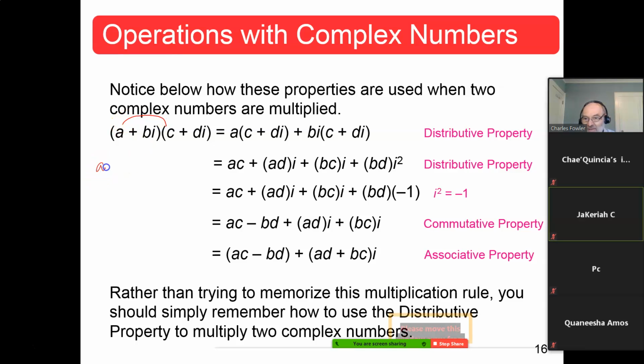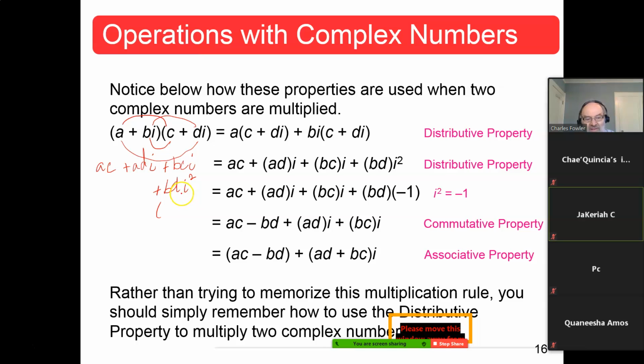A times C is AC. That's the first. Your outer is A times Di. Your inner is plus BCi. And your last is plus BDi squared. Now that i squared is the big difference here. Does anyone remember what i squared is?